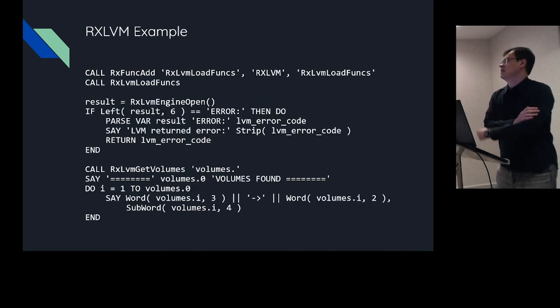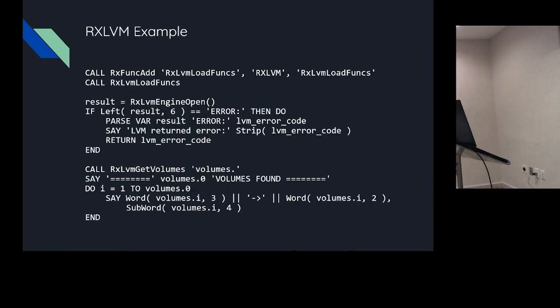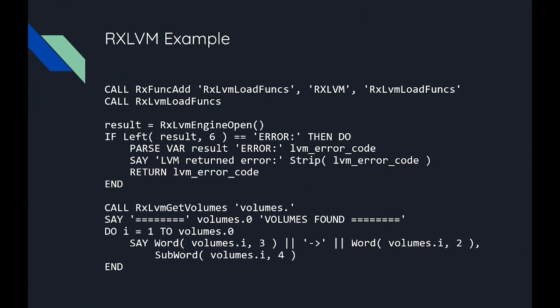So here's an example of a very simple REXX LVM script. So what does this script do? Well, it registers the library. So if you're familiar with REXX, you know this syntax here. REXX LVM is the name of the DLL. It asks for the entry point REXX LVM load funcs, registers it under the name REXX LVM load funcs, and then calls REXX LVM load funcs. So that gets you access to the LVM API. So then, if you want to actually do anything with it, first thing you got to do, open the LVM engine. That's, as you might guess, what that does.